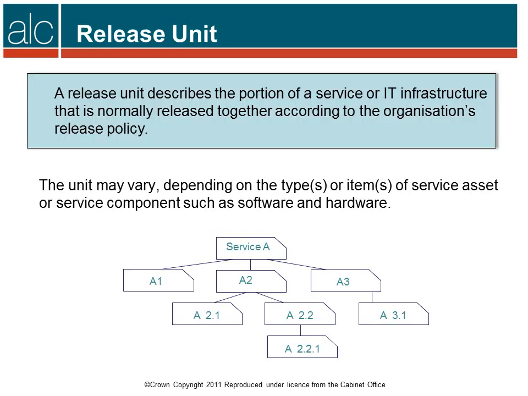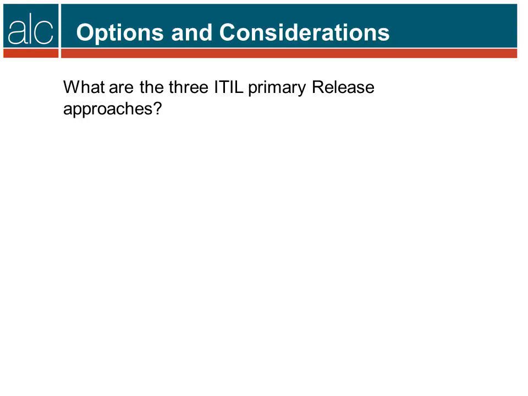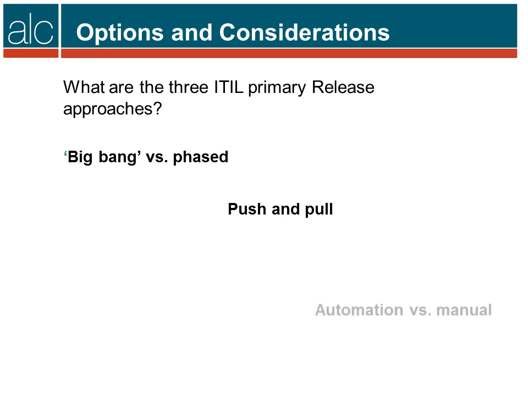And according to release policy, a service or the IT infrastructure could be released together using a release unit. It's time for exercise again. What are the 3 ideal primary release approaches? Yes, you're right. Big bang versus phase, push and pull, automation versus manual.